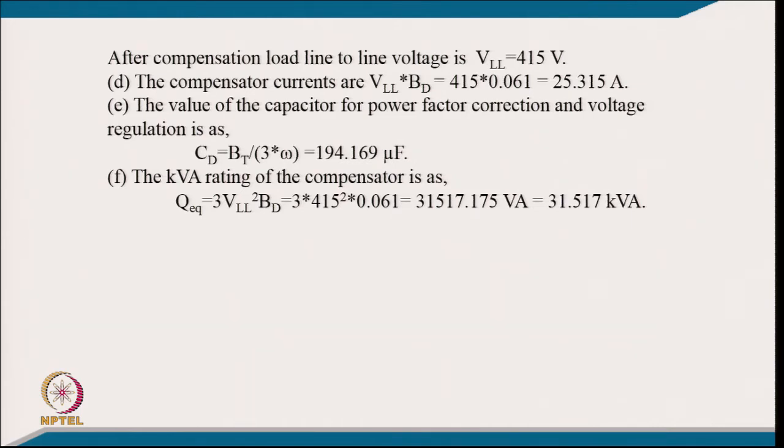upon 3 omega, and it comes to 194.169 microfarad, and the kVA rating of the compensator is now 3 VL square into BD, and by keeping 3 into 415 square into 0.061 that comes to 31,517.17 VA, it comes to 31.517 kVA as the compensator kVA rating. So, this completes this problem.